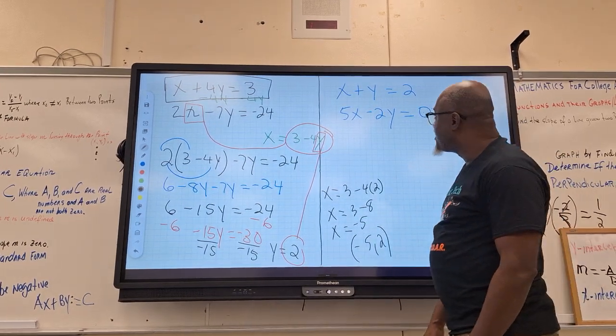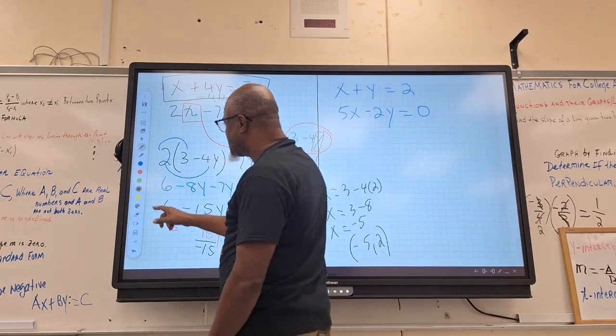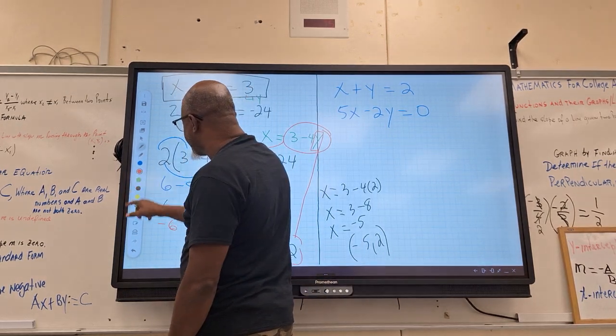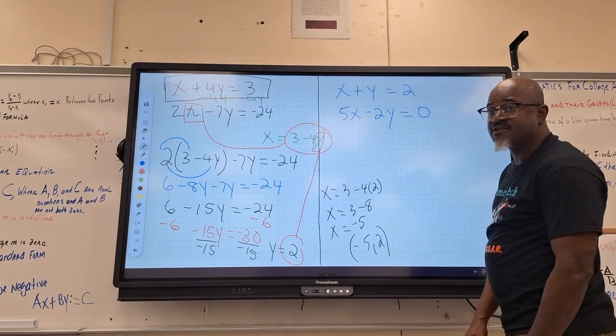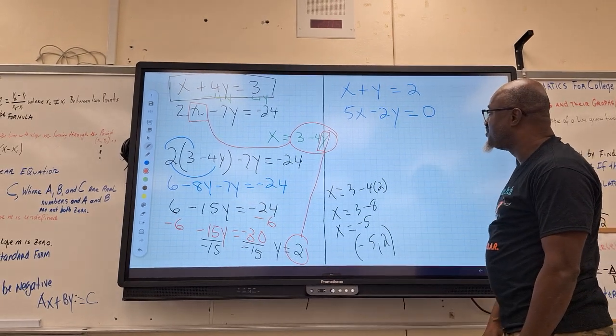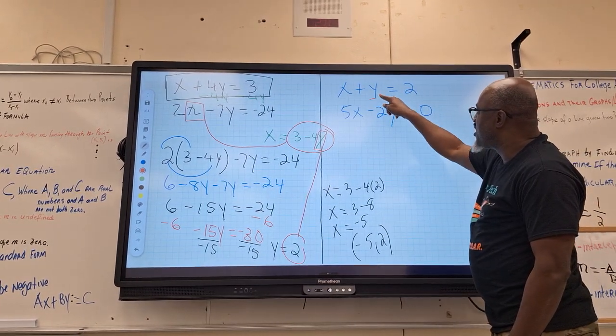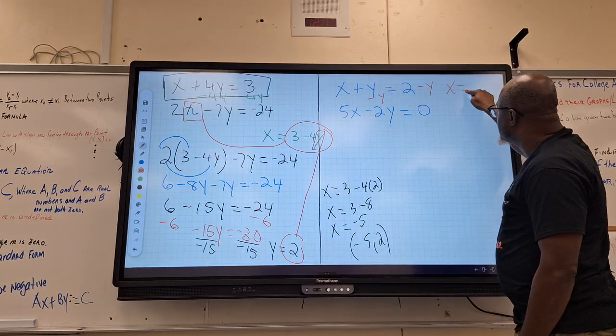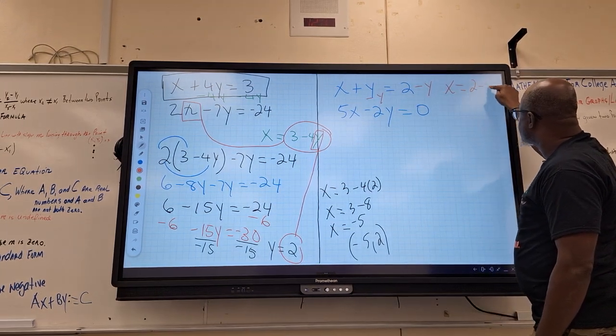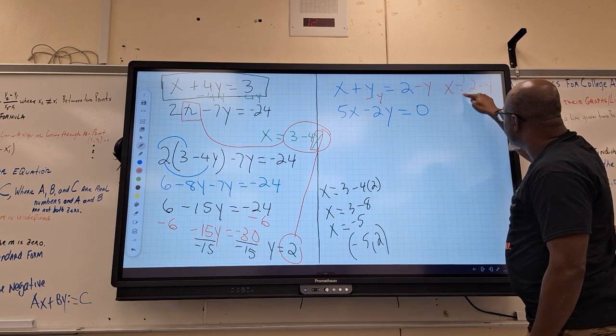So let's look at the other problem. In this case, which variable will be easier to solve for? x or y, either, right? So in this case, you make the call. Which one will you solve for? You move y to this side. Then you will have x equals 2 minus y.